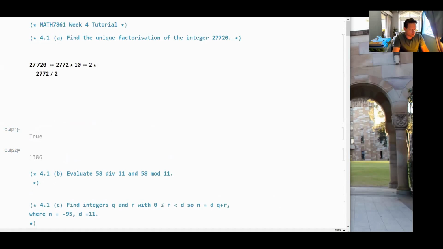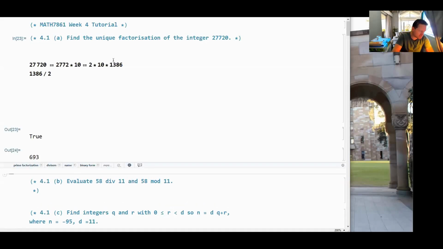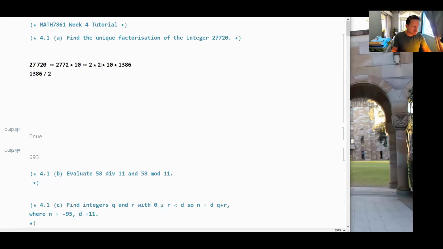So this is equal to 2 times 10 times 1386. Now I can see that 1386 is also even, so let's calculate half of that. Okay, 693, so we found another 2 in this. But now obviously 693 is divisible by 3, right? Because the sum of the digits is divisible by 3, because each of the digits is divisible by 3. So we can divide this one by 3.